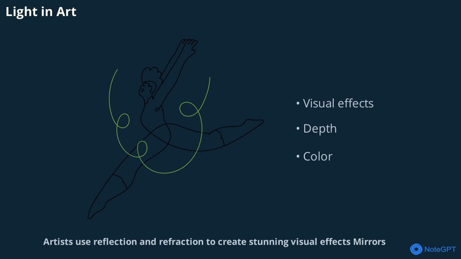Artists use reflection and refraction to create stunning visual effects. Mirrors, glass, and water are used to play with light, adding depth and color to artworks. Understanding light's behavior allows artists to experiment and innovate in their creations.